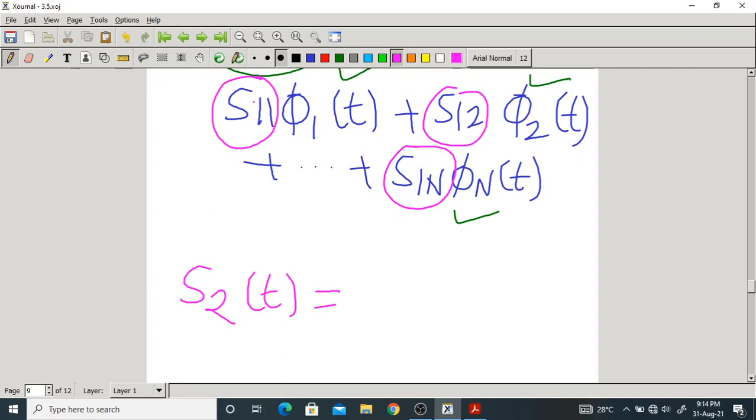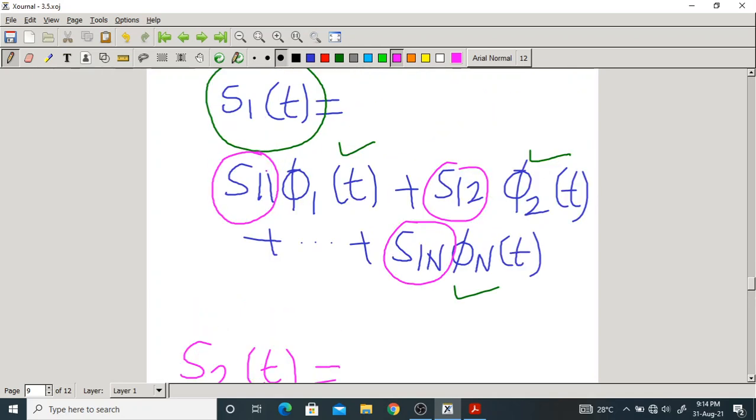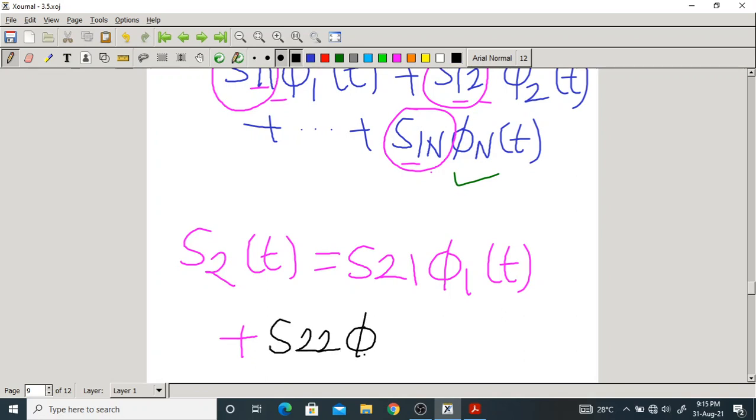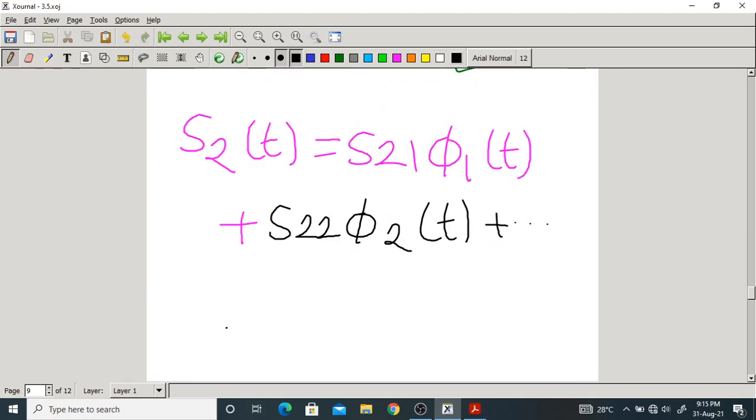Obviously, what do you write now? This is S11. So, please understand the notation. S1 of t, S11, S12, S1n. S2 of t, what do you write? S21 phi1 of t. You understanding my point? S22 phi2 of t plus so on. What is the final one? S2n phi n of t.